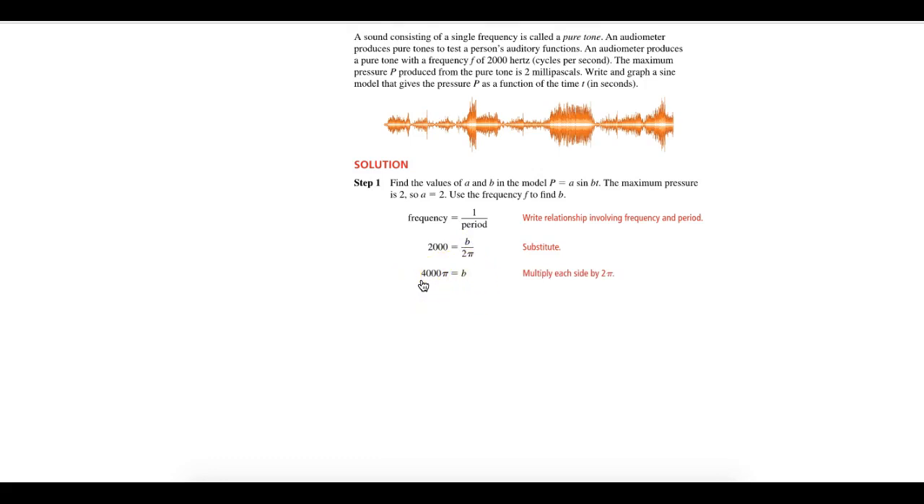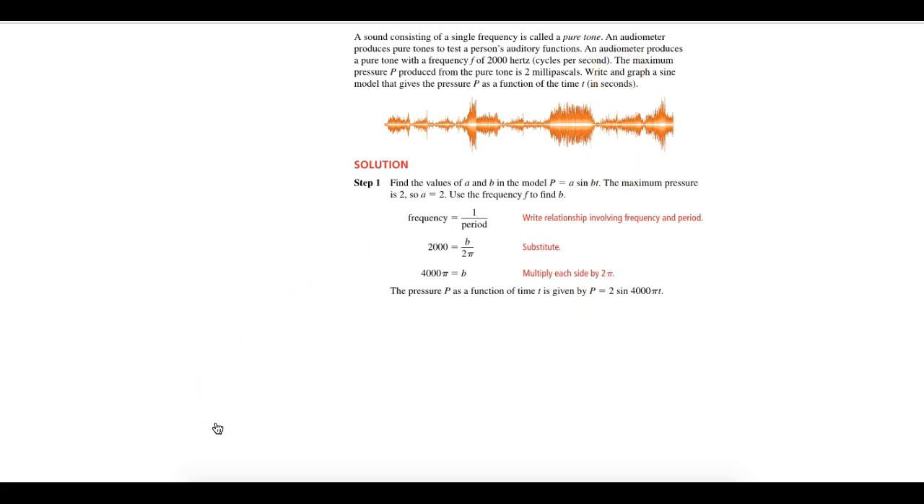So what we're doing is using this information to figure out what our transformations are. We have an amplitude of 2 and a B value of 4,000 pi. So what that means is our equation is going to be P equals 2 times the sine of 4,000 pi t. Okay, 4,000 pi is our B value, t is our variable, and 2 is our amplitude. So that's the first part of this question. We have to write an equation.